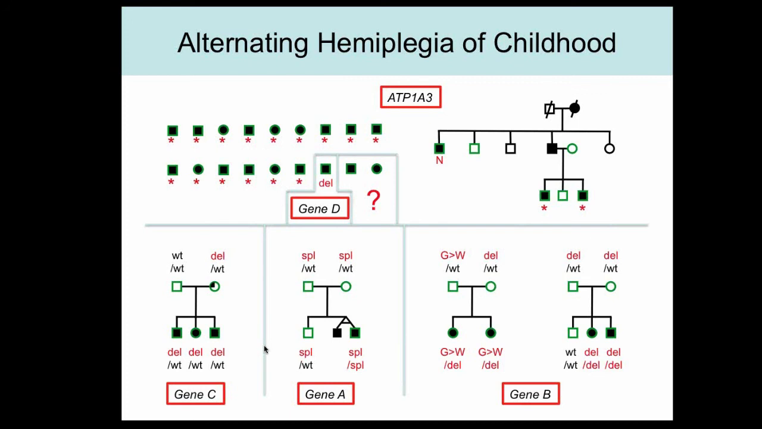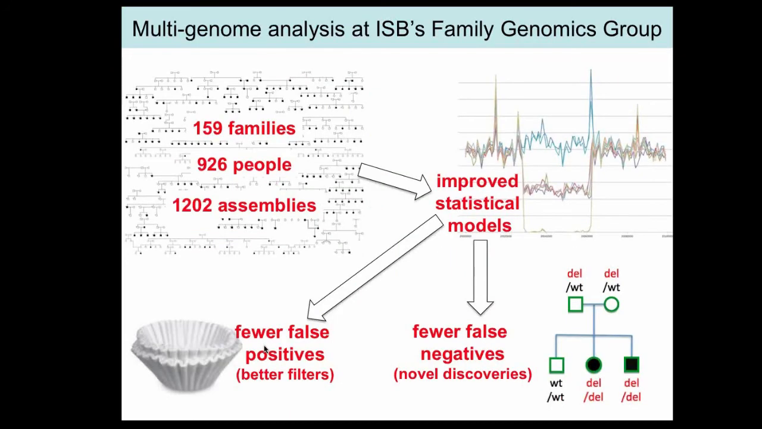So towards summary here, what we are doing at ISB, we are applying multi-genome analysis now to a very large number of people, so over 900 people that we're studying in many different studies. And we are applying this multi-genome analysis to create improved statistical models throughout the genome. For example, here showing again the coverage analysis. And this gives us two different things.